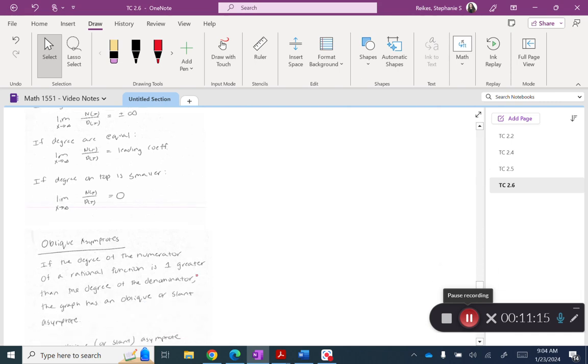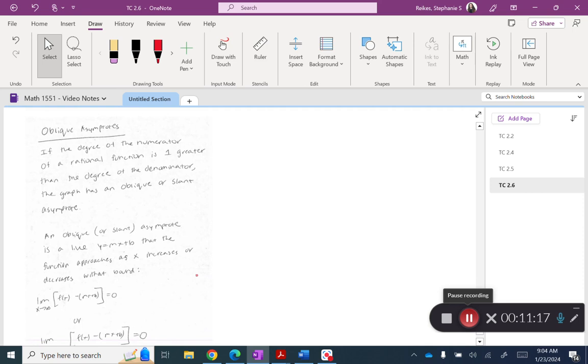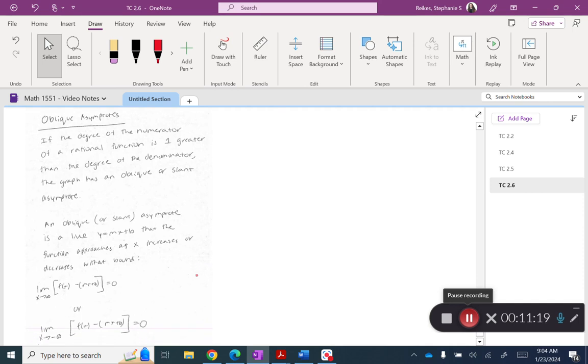And the last type of asymptote is the oblique or the slant asymptote. We say this happens when the degree of the numerator of a rational function is 1 greater than the degree of the denominator. An oblique or slant asymptote is in the form of a line y equals mx plus b that the function approaches as x increases or decreases without bounds.